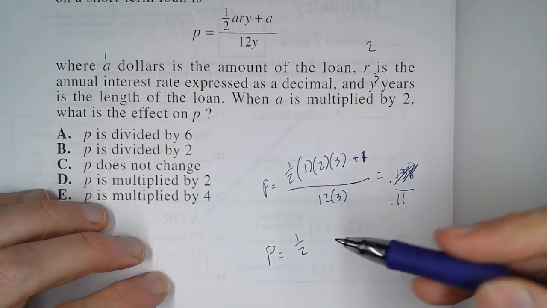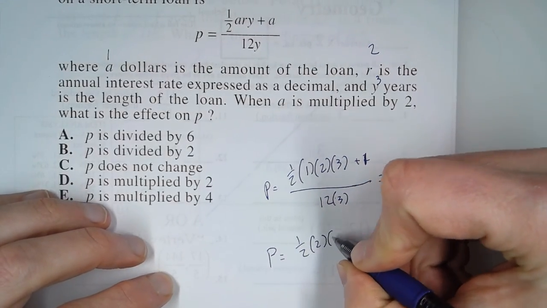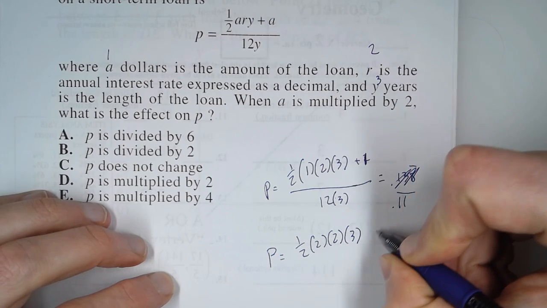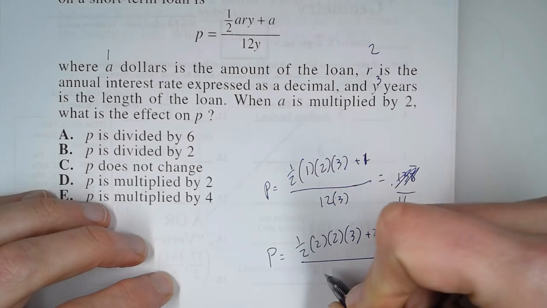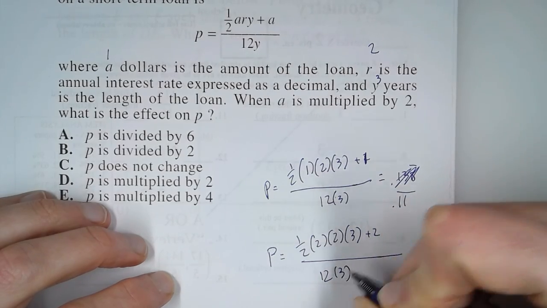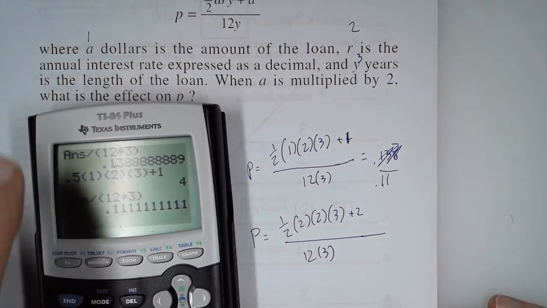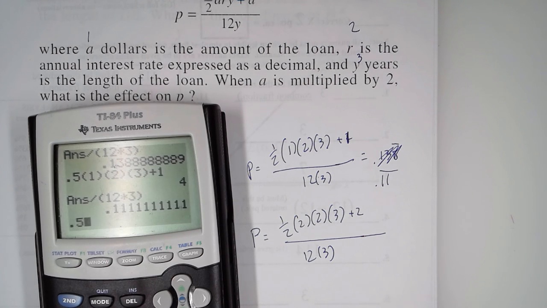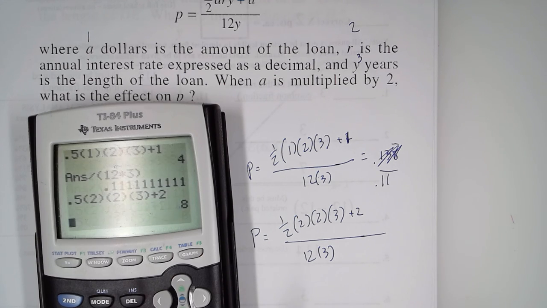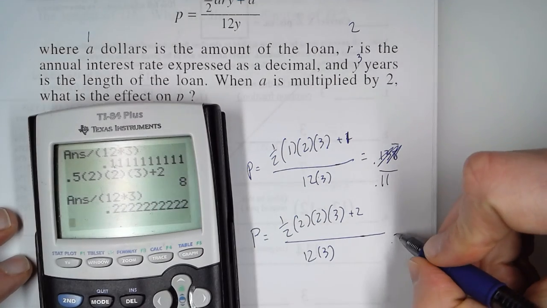So now A is going to be 2. So 2 times 3 plus 2 all over 12 times 3. All right, so 1/2 times 2 times 2 times 3 plus 2 all over 12 times 3, 0.2 repeating.